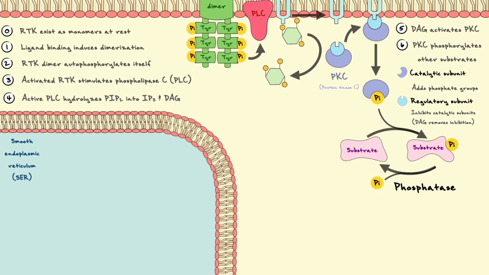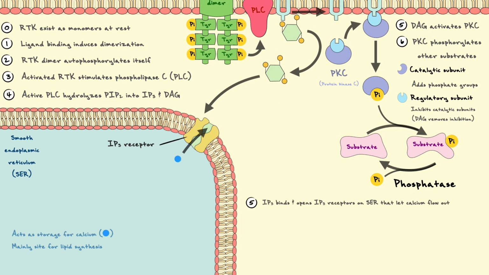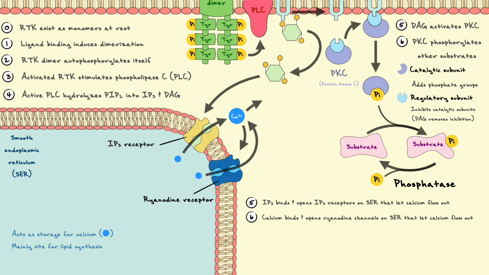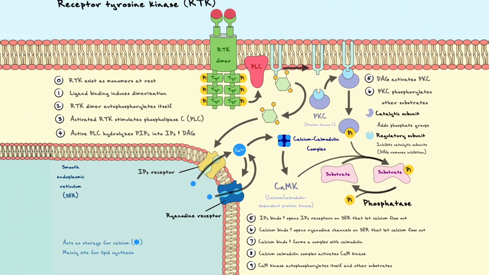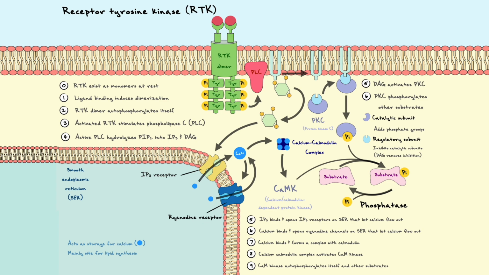IP3 leads to the increase of intracellular calcium by opening calcium-gated channels in the smooth endoplasmic reticulum. The entry of calcium can either open more calcium channels or it can bind to a protein named calmodulin to activate another kinase named CaMK. The activation of PKC and CaMK then leads to an increase in phosphorylation that can activate multiple downstream substrates like ion channels, transcription factors, and so on.